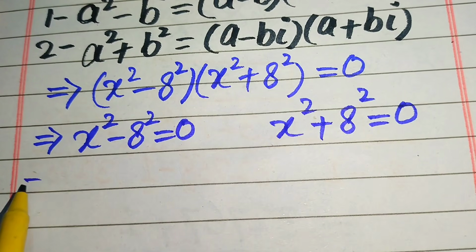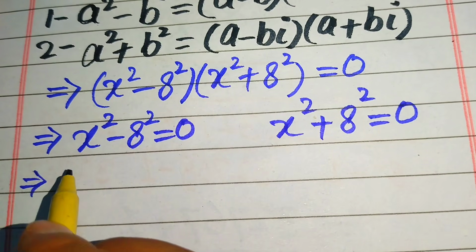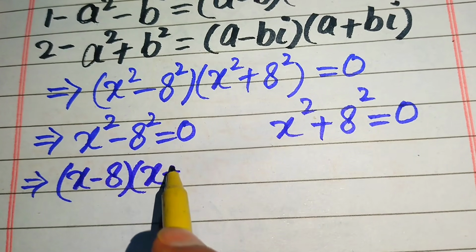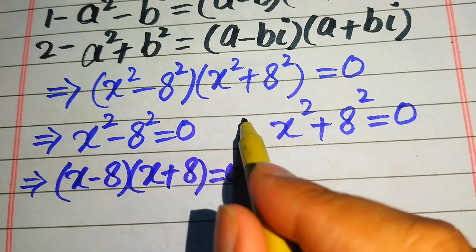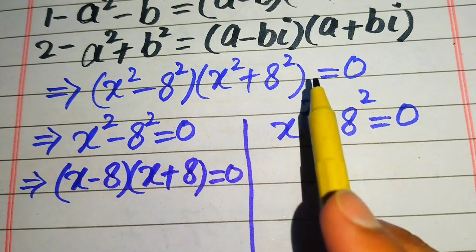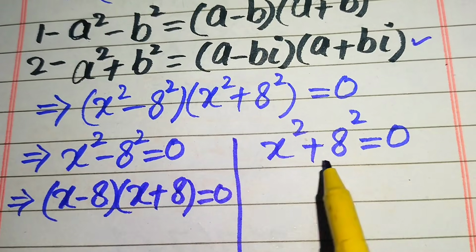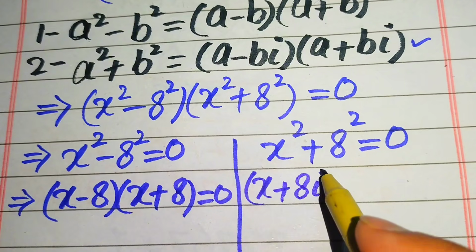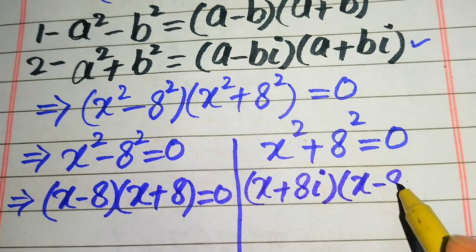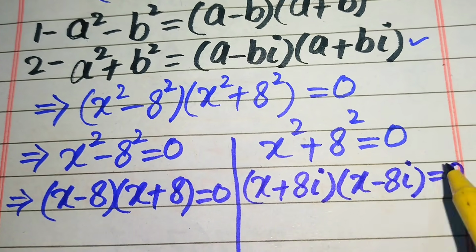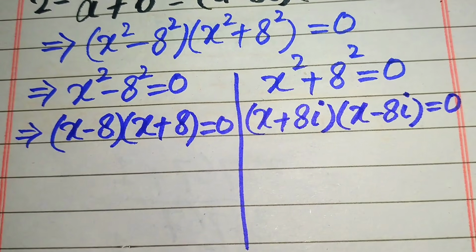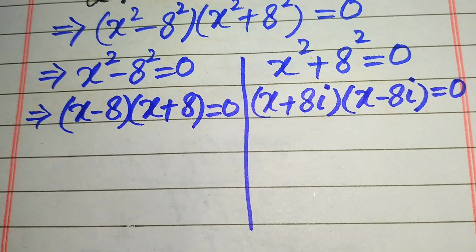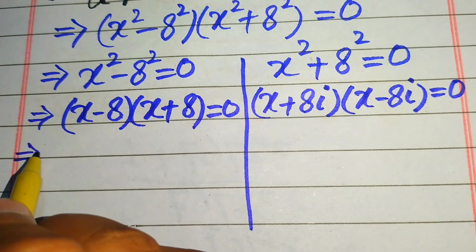So here we again use the first formula, formula number one. According to that, this will be written as x minus 8 times x plus 8 is equal to 0. And here we use the second formula. According to the second formula, this will be written in this form, x plus 8 iota times x minus 8 iota, and this is equal to 0. So from these two cases we easily get the values of x, or all the roots of this equation.